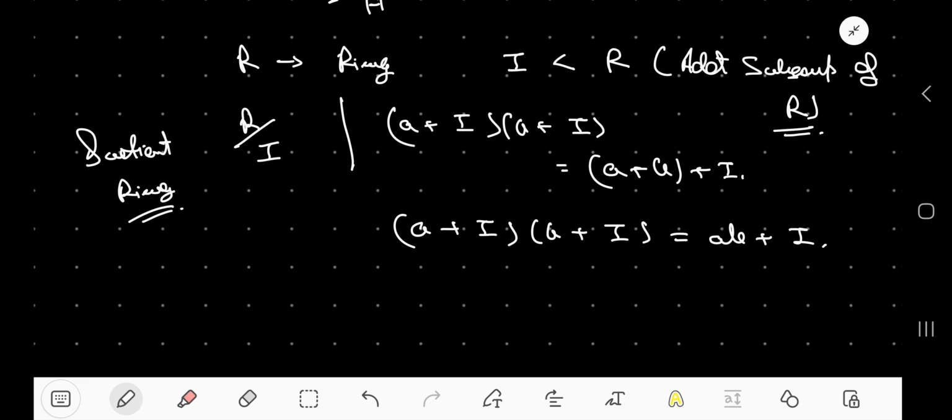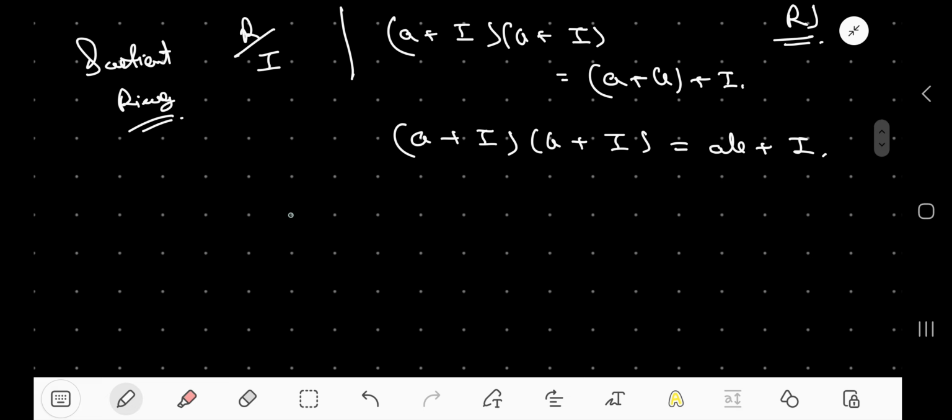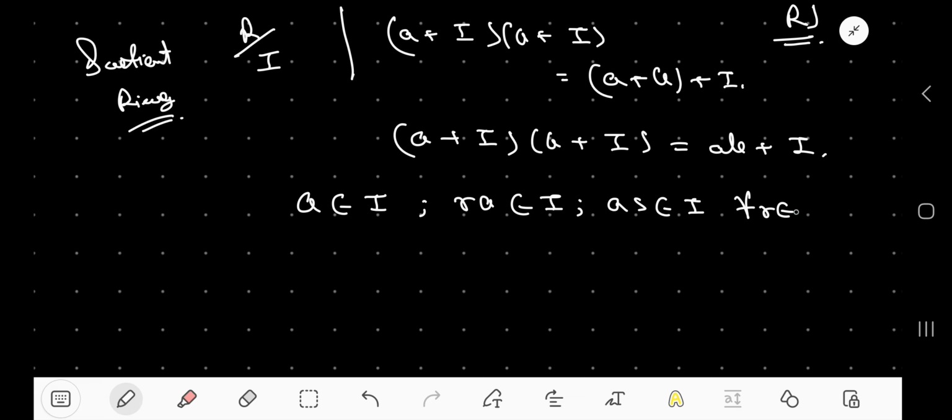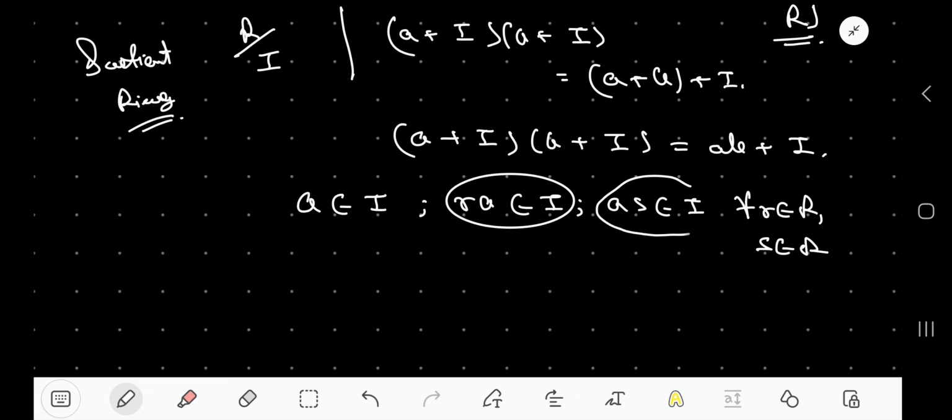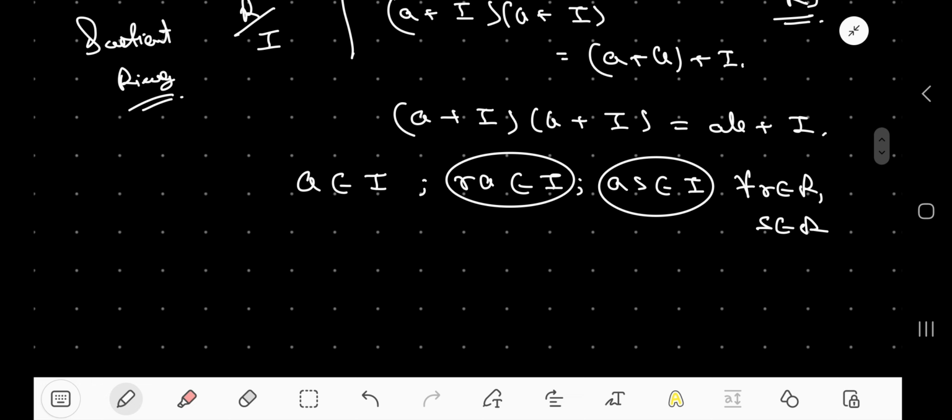elements of R. What I mean to say is that if I choose any element a from I, then I need to have ra to be in I and as to be in I for all r in capital R and s in capital R. That is, I need closure in terms of left multiplication by elements in R and right multiplication by elements in R. And hence this gives you a special type of a subring, because I is indeed a subring. We started with a subring. These subrings are specifically what we call ideals.